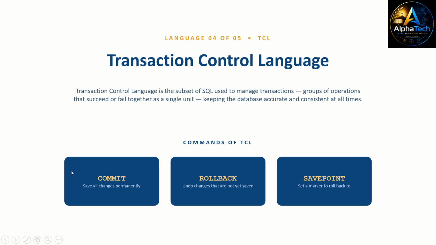These are the three commands of TCL. COMMIT saves all the changes that have happened. Say I have 1,000 rupees in my account and I'm transferring 100 rupees to my friend B. Right now, my system needs to recognize that I sent 100 rupees to my friend B, and it needs to reduce my 100 rupees and show me a balance of 900 rupees. That's what COMMIT does.